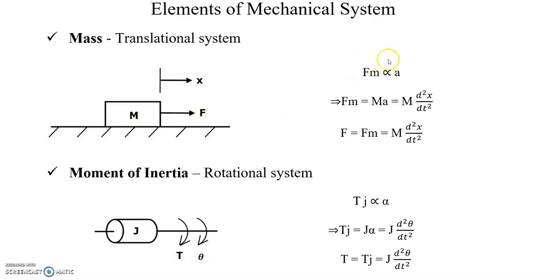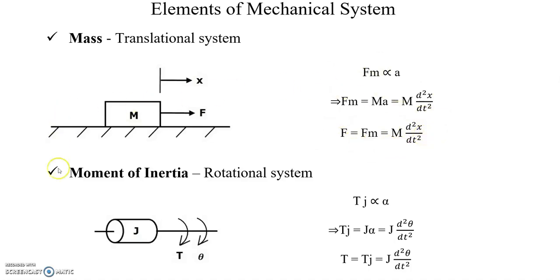This opposing force is proportional to the acceleration of the body, a, assuming elasticity and friction are negligible here. So Fm is directly proportional to a, and the proportionality constant here is m. So Fm equals m times a, where a is the acceleration, m is the mass, and Fm is the opposing force due to mass. In terms of displacement, acceleration is d squared x by dt squared. So the equation becomes F equals Fm, which equals m times d squared x(t) by dt squared. Whenever mass is present in a mechanical translation system, you can write this mathematical equation.